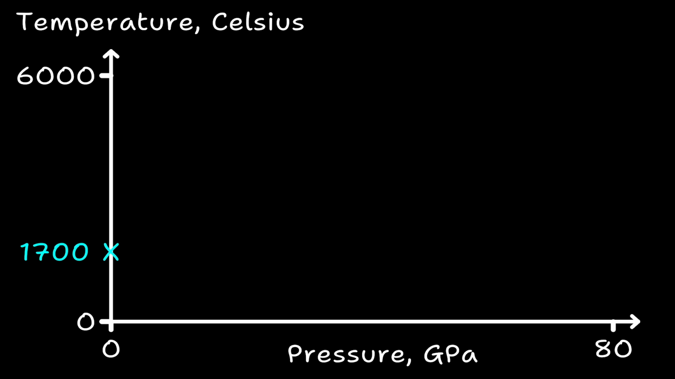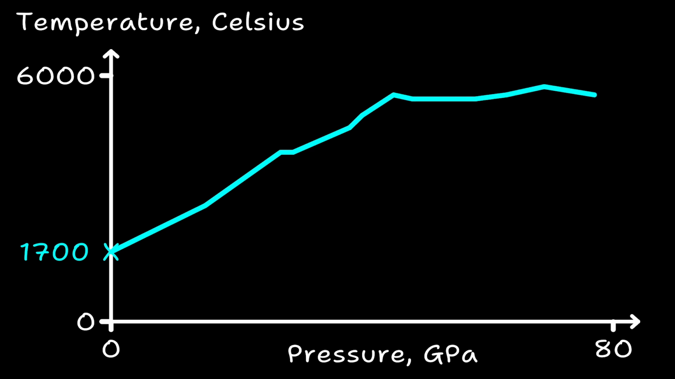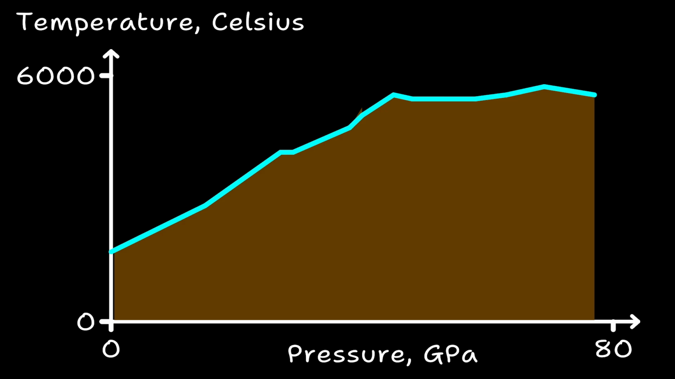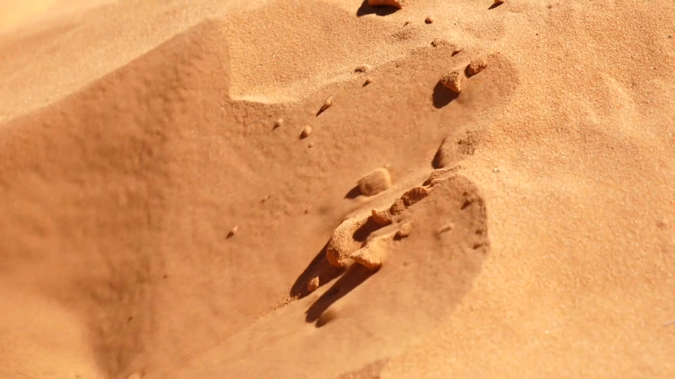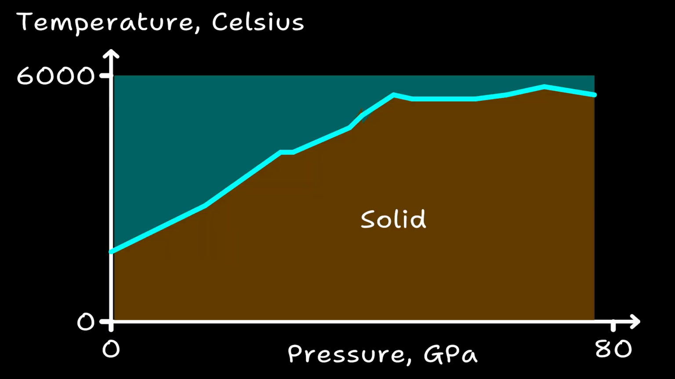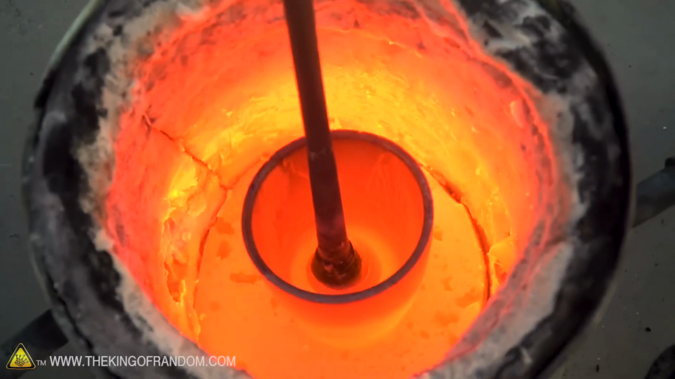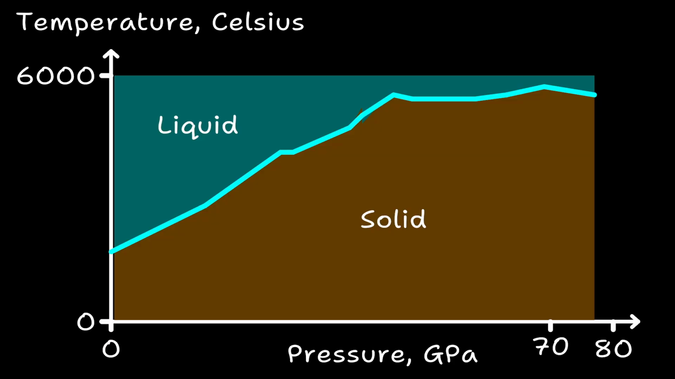So here we have room pressure and the melting point is 1700 Celsius. As we increase the pressure, the melting point of silica increases. This makes sense because the pressure squeezes the molecules together. At temperatures below the melting point, silica is solid like sand. At temperatures above the melting point, silica is liquid like magma. We are at 70 gigapascals and 2000 Celsius. We can see that silica will clearly be solid at these conditions.